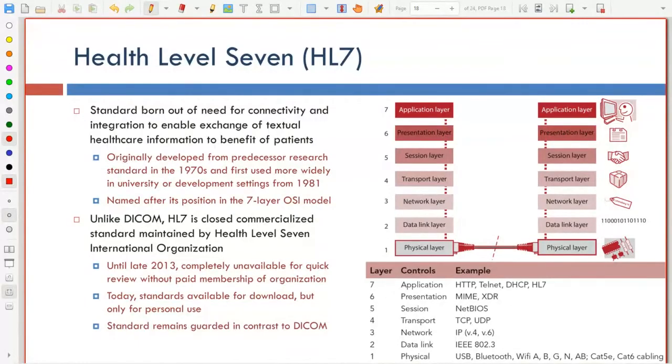And now we're going to continue on the remaining part of this lecture. At the same time, this is the last topic that will be included in the final exam, which is the Health Layer 7 standard, HL7.